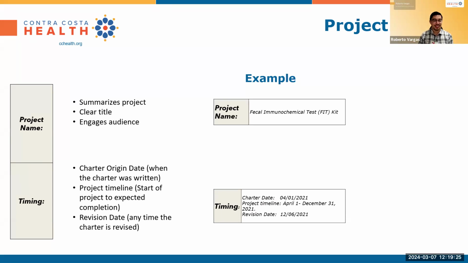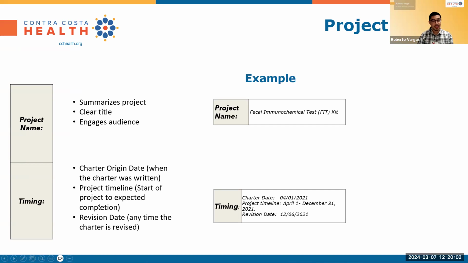And here's one example that I had done. I have done this Fit Kit project. If you know that one, it's a colorectal cancer screening project. And so fecal immunochemical test kit. That was my project. And I think there was actually more to it, and it was to improve Fit Kit rates to improve screening for colorectal cancer. Sorry, I think there was some cutoff there.